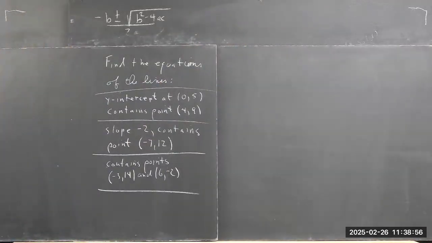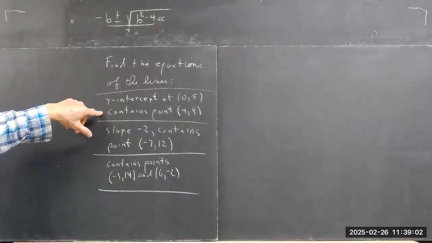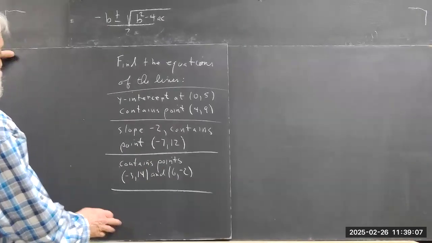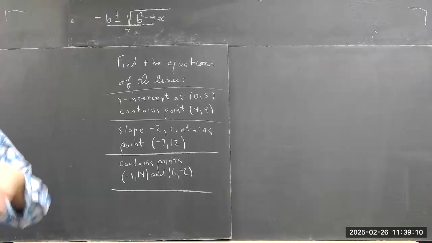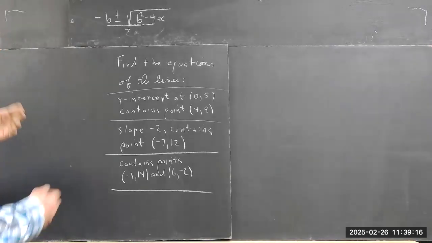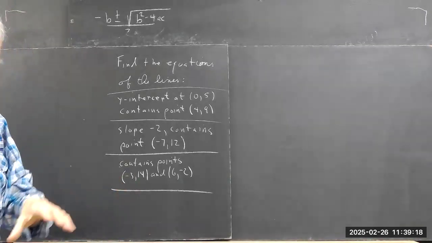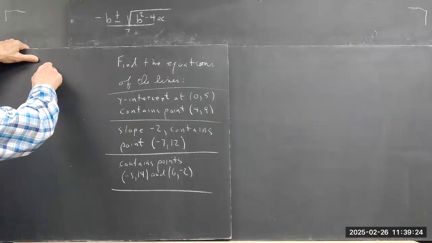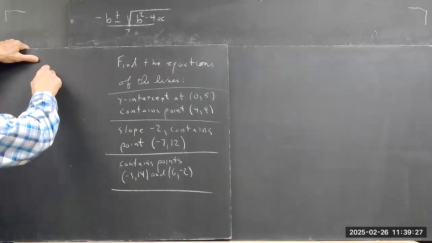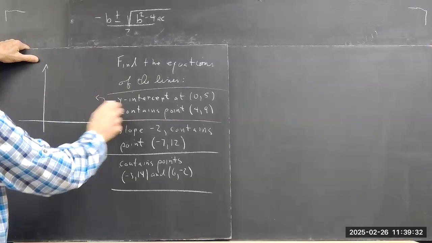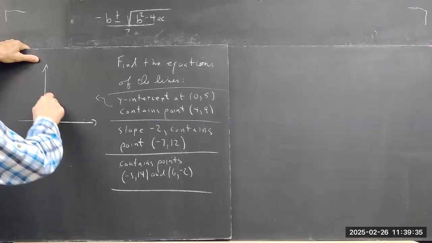Okay, so first problem: find the equation of the line with y-intercept at (0,5) containing the point (4,9). Now, I think everybody sketched a graph. Some of the graphs could have used a little more detail. Most of them actually could use a little more detail. So I'm going to get the graph here representing this problem, because here's your y-intercept.